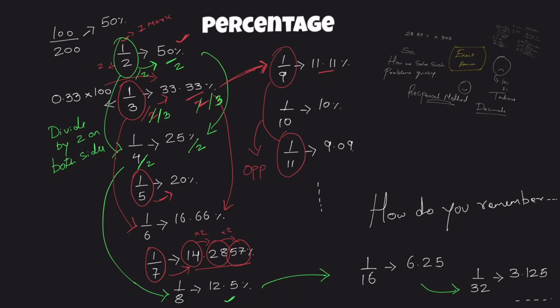1 by 9 and 1 by 11 are opposite of each other. 1 by 9 is 11.11 and 1 by 11 is 9.09. So again, one more trick to remember this. And 1 by 10 is obviously 10%.